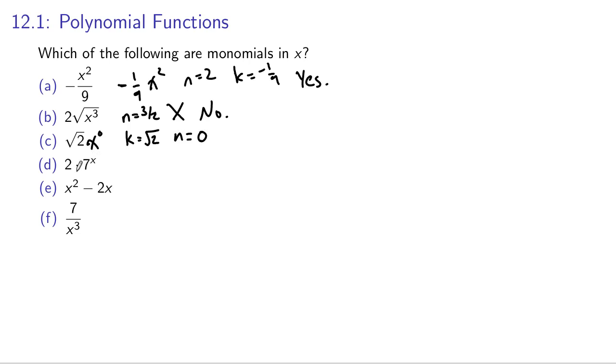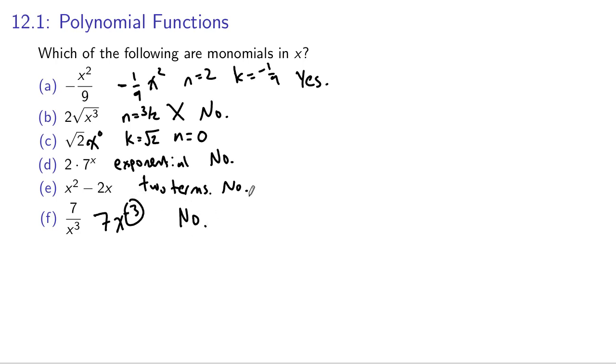Here we have 2 times 7 to the x. The x is in the exponent. This is exponential. Exponential is not monomial. No. Next, this is not a monomial because there's two terms, or two monomials. So no. And then here we would have x to the negative 3 power, which is not a monomial because n is negative. No. So we only had two yeses here.